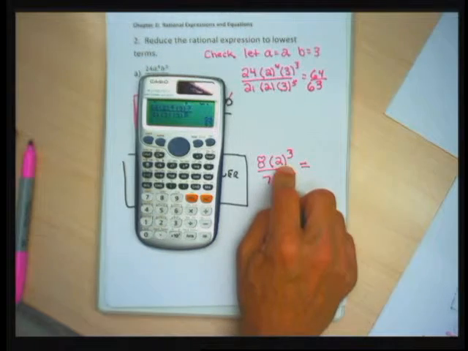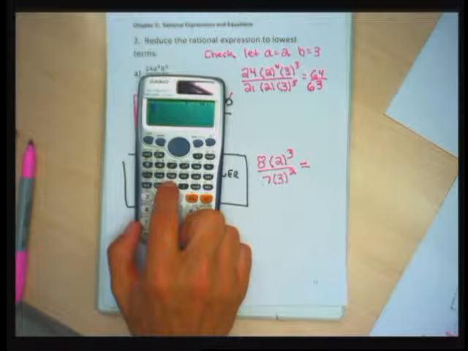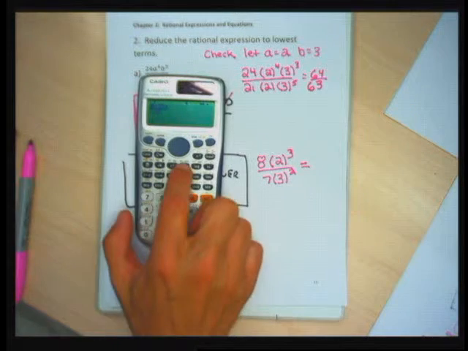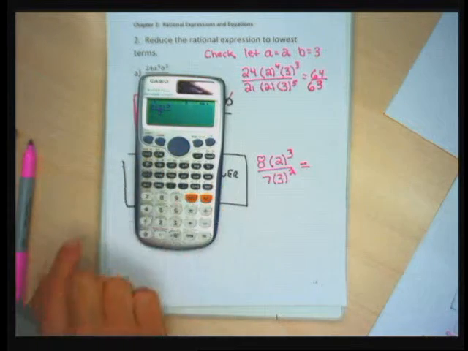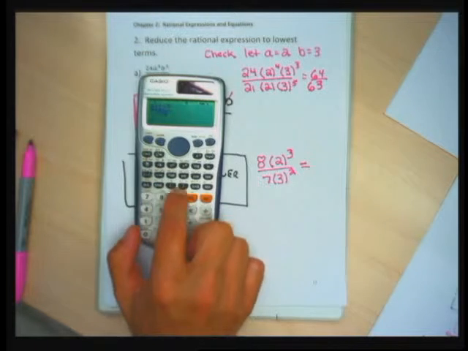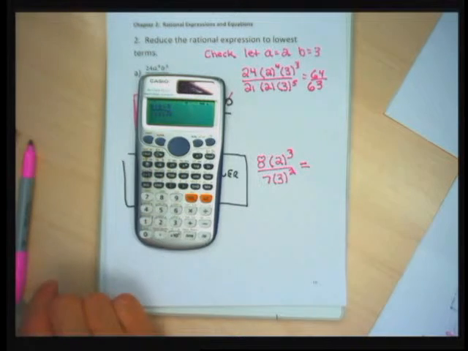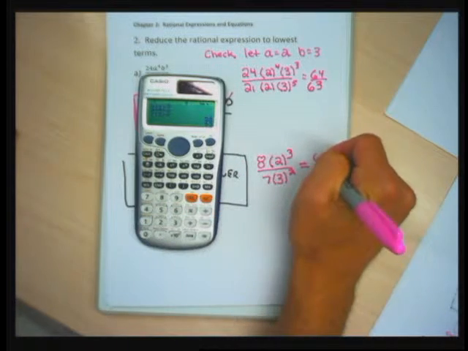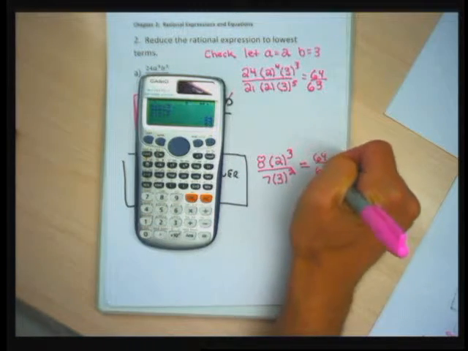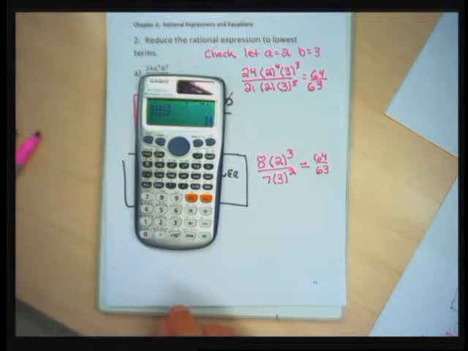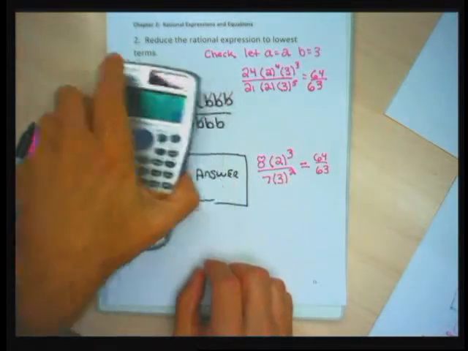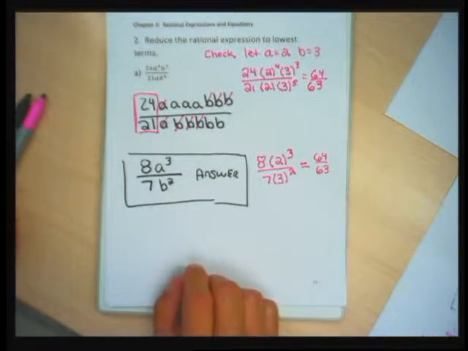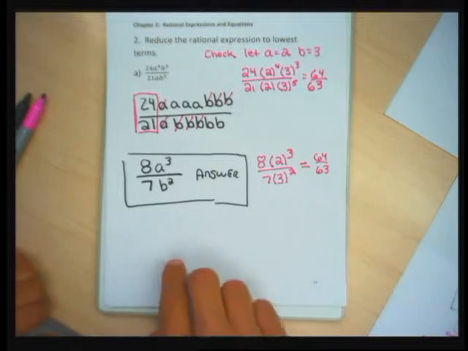So let me do this one now. So 8 times 2 cubed over 7 times 3 squared, and I get the same 64 over 63. So I feel good about my answer because I got the same fraction by plugging the same numbers into the original problem as I did into my answer, and that's the best I can do for checking this style of problem.